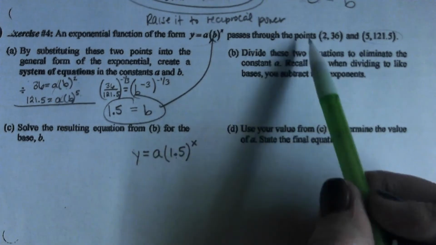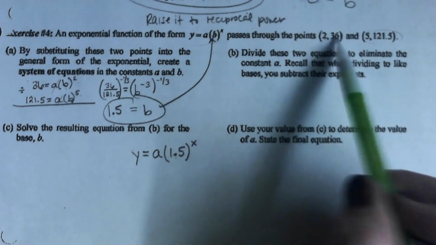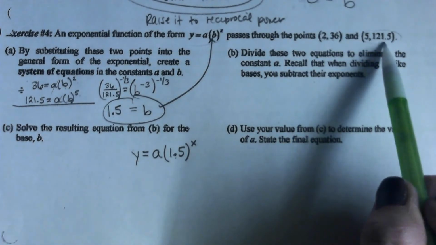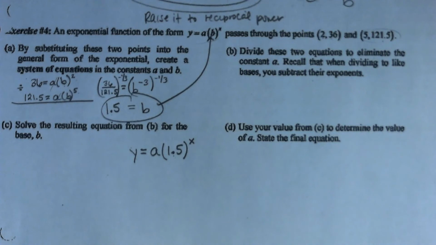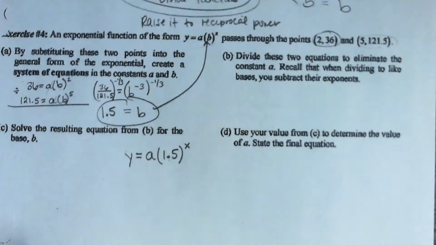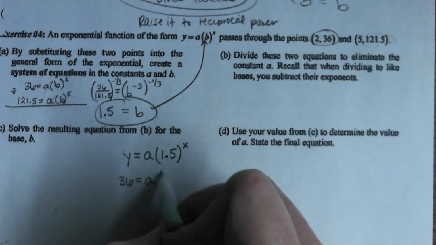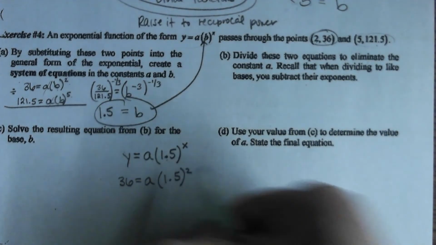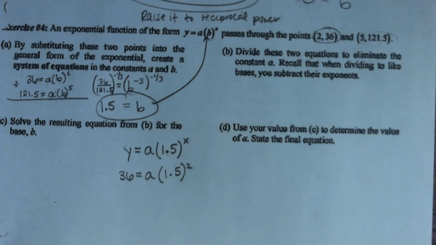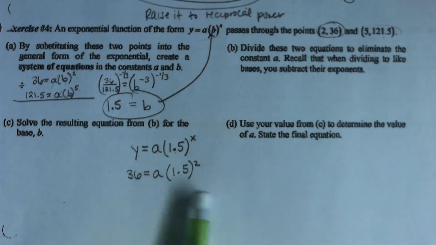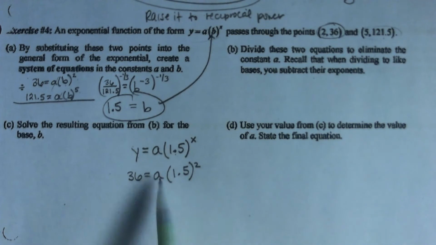We know a point. Half of us could plug in (2, 36). The other half could plug in 121.5. We should all still get the same a value. I'm going to plug in (2, 36) just because the numbers are smaller. So again, y is 36, x is 2, and then I'm just going to solve for a. So Vince, what would I have to do first to solve this equation for a? What would I have to do to get a all by itself?